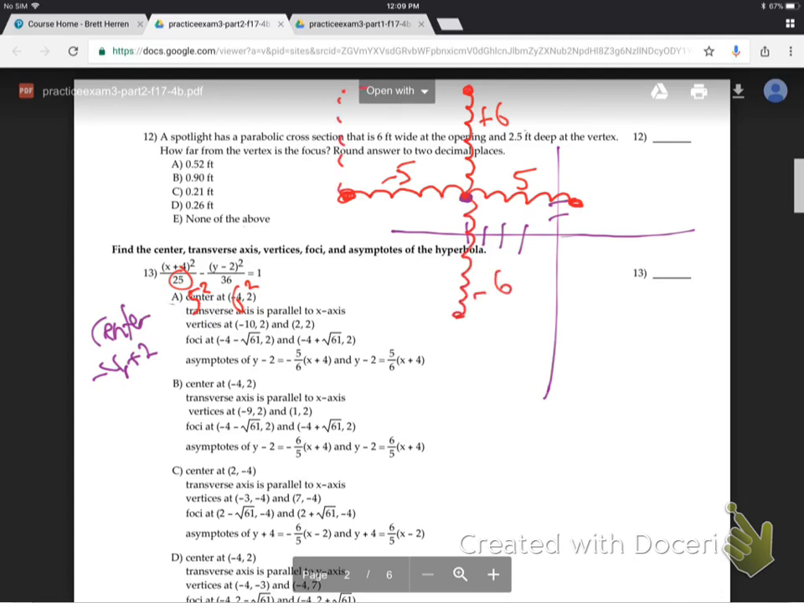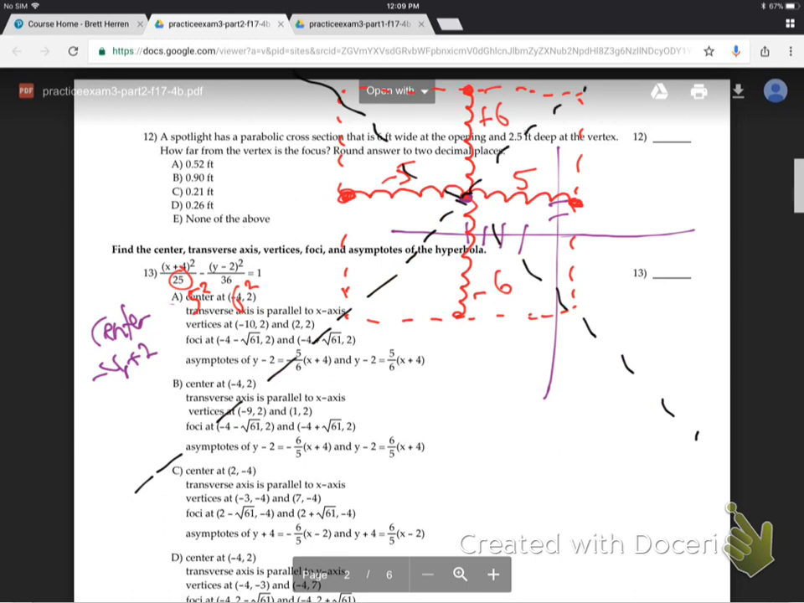And make a dotted box. And then fill in the diagonals. I'm going to run out of room here. And where do the branches go? Up, down, or right, left? What's in front? X. Right, left, because x is in front. We good there? So branch here, branch there. So that's good for the general shape.